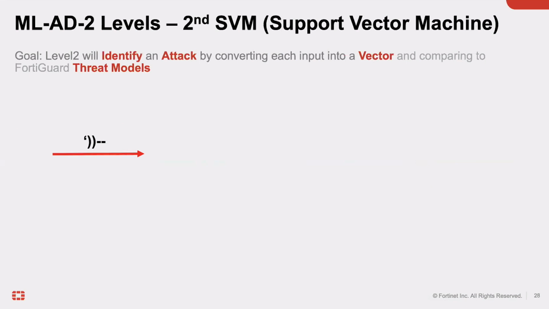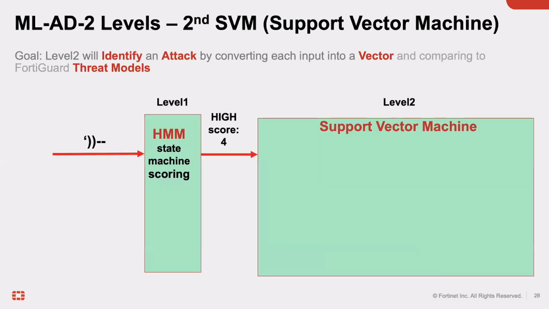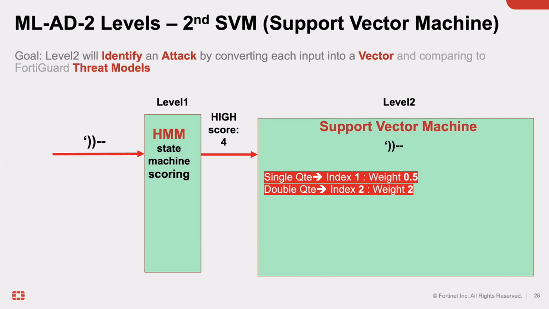So this high scored value has to be confirmed by something that it's for sure an attack. So it goes to level 2, which is a support vector machine algorithm. That's what we are using. We do have some threat models already on FortiWeb, and it's really nice to see those threat models. I'll show you that right after this one. And we have given some weights for this value. Say, if the string contains a single quote, this is the weight. If it's a double quote, this is the weight.